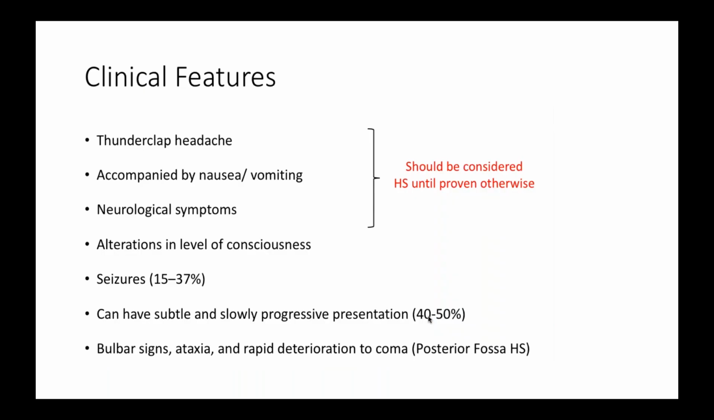So what are the clinical features of a hemorrhagic stroke? These three are the most important features, and if they are present, it should be considered a hemorrhagic stroke until proved otherwise. Okay, so if a child comes with thunderclap headache along with associated nausea or vomiting and neurological symptoms, which could be in the form of alteration in consciousness, seizures, or progressive presentation of these things along with bulbar signs, so difficulty in swallowing, feeding, ataxia, and rapid deterioration to coma, these should be considered as hemorrhagic stroke.